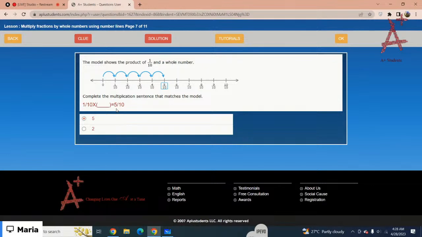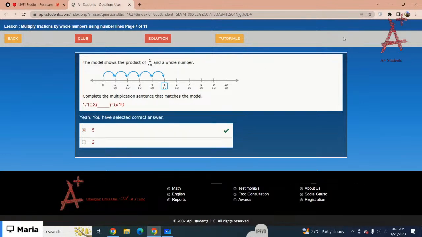Here you have 1 by 10, and you have to find a missing number. It is 5 by 10. So 1 times what number is 5? 1 times 5 is 5. So the missing number is 5.